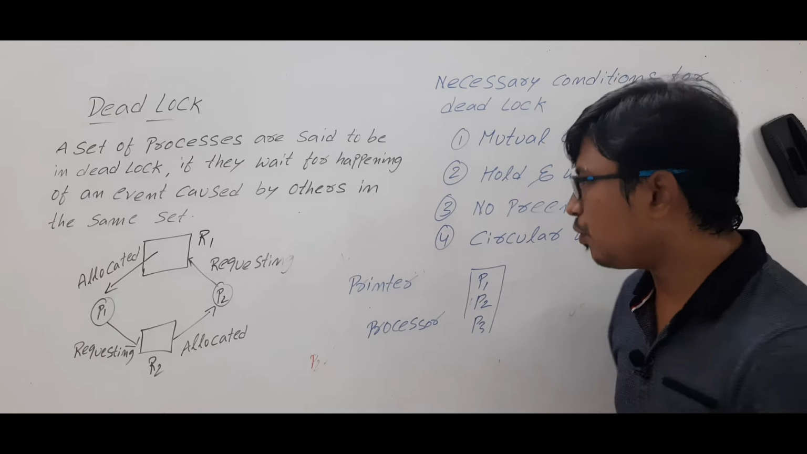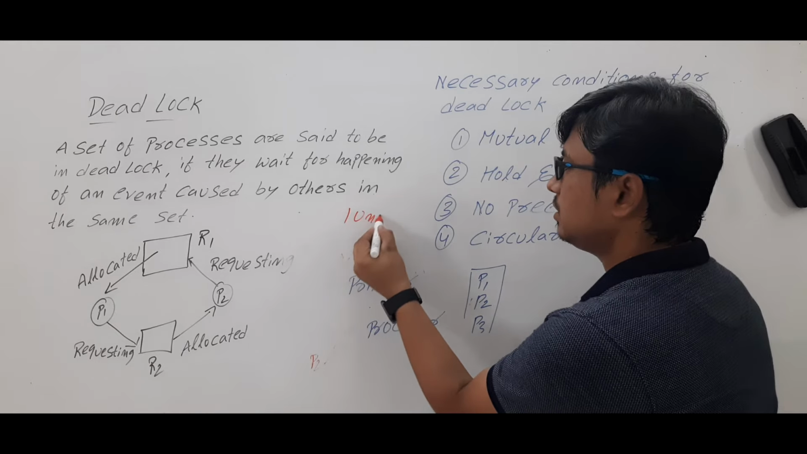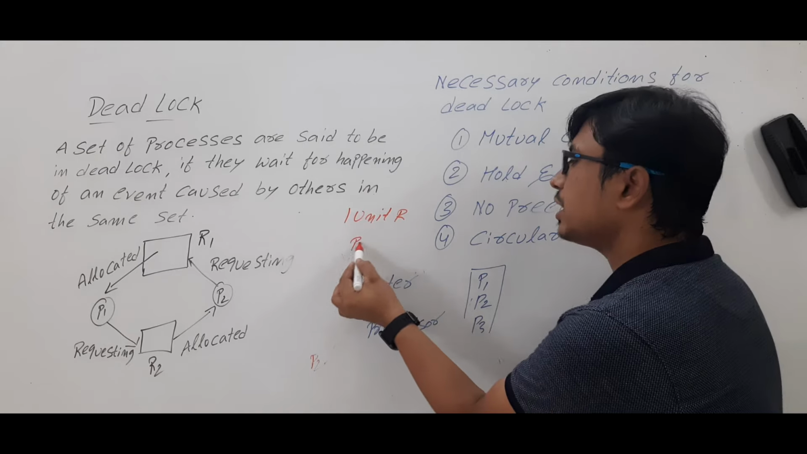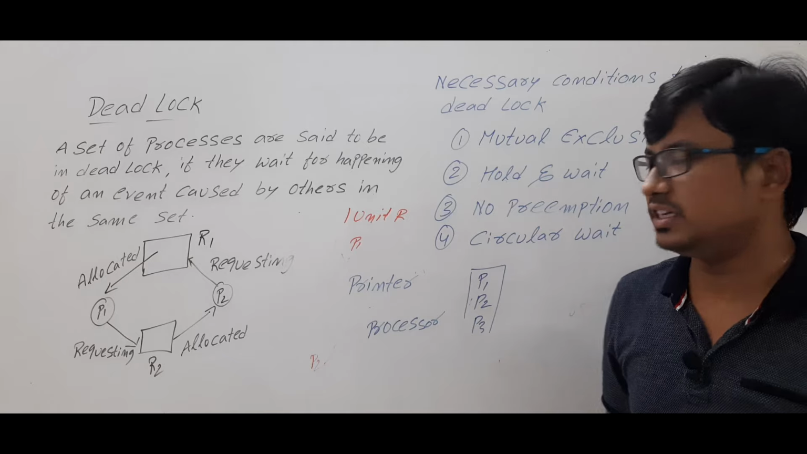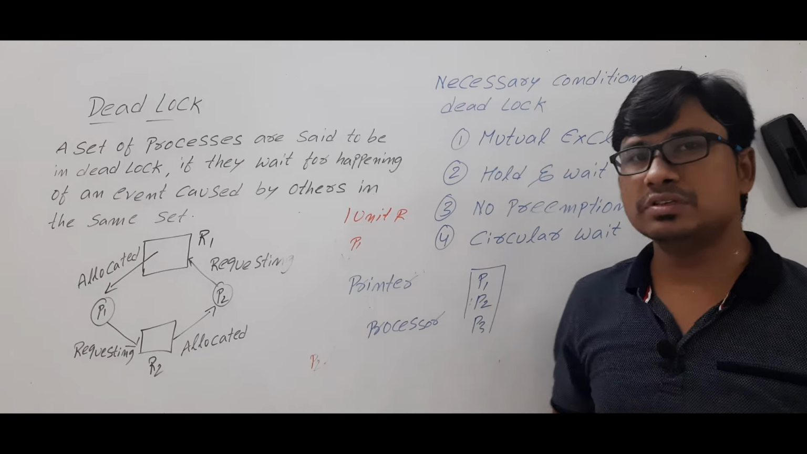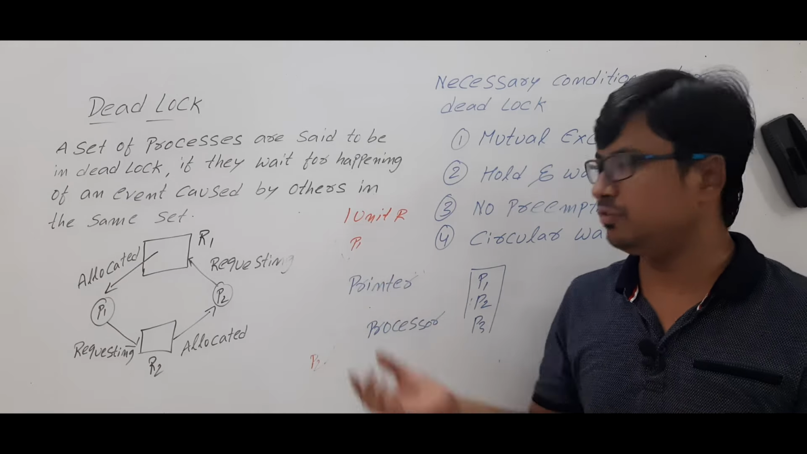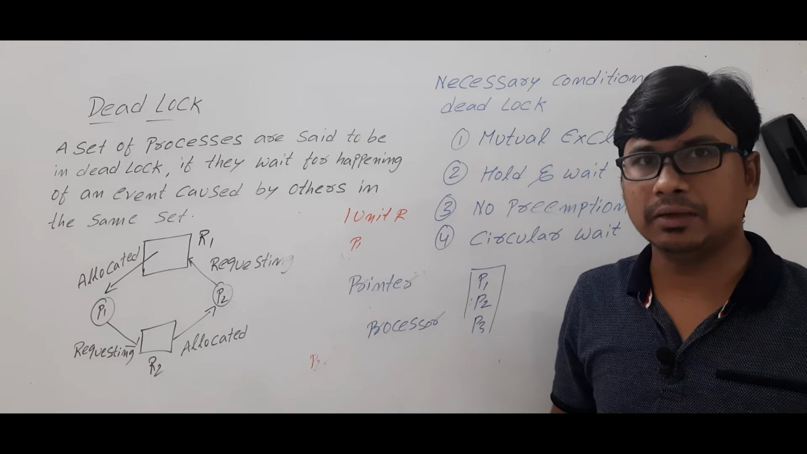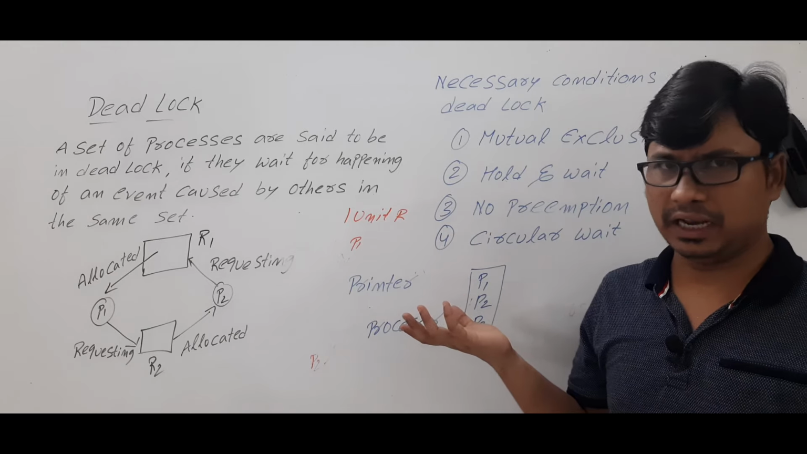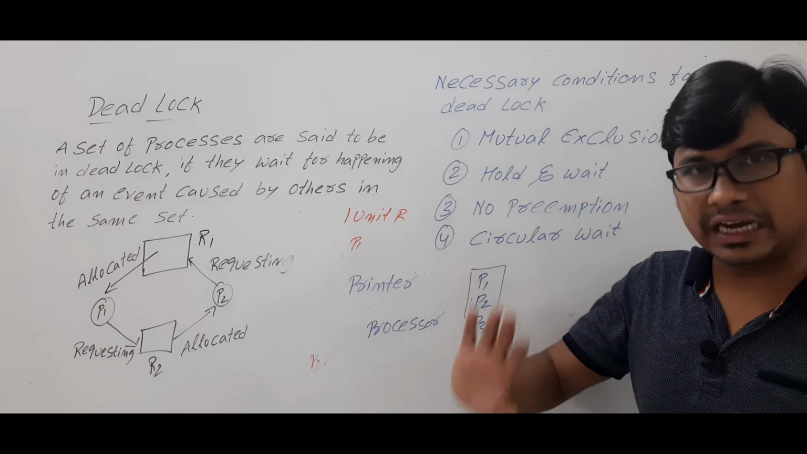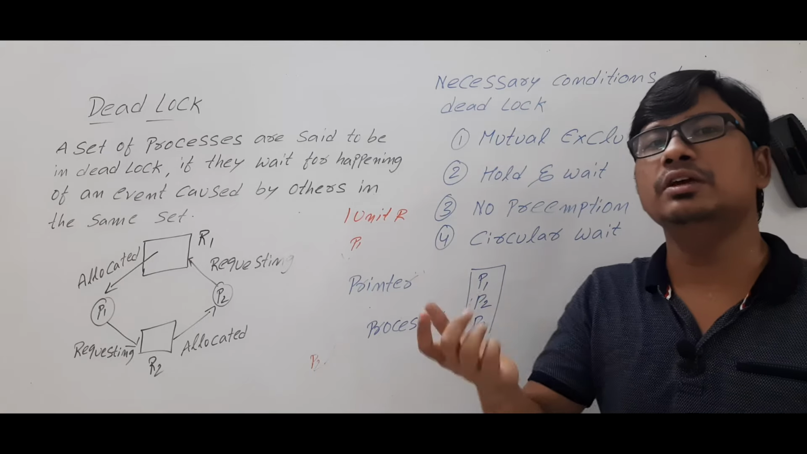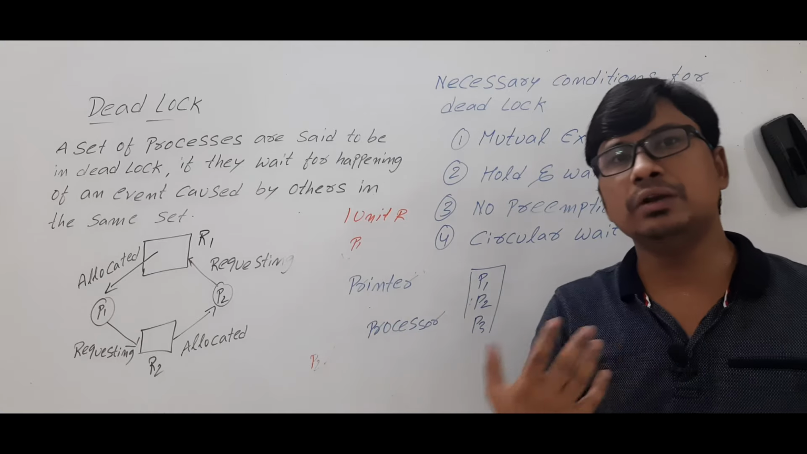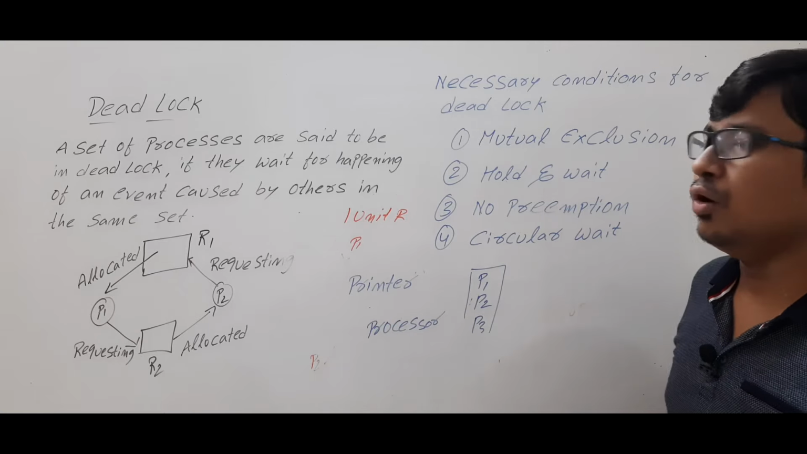Is it clear? If you have one unit of resource R, that resource can be allocated to any one process at a single instance. Is it clear? If multiple processes can use that one unit of resource at the same time, then there is no chance of deadlock. Am I right or wrong? Is it clear? So for a deadlock to happen, the resources should be mutually exclusive. Meaning, if you have one unit of resource, only one process can use it at a time. Now hold and wait.